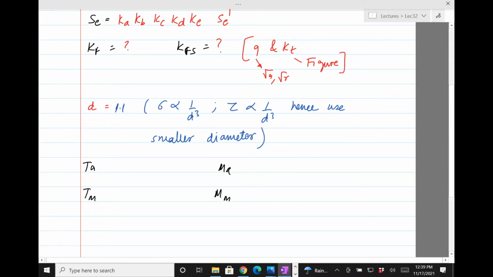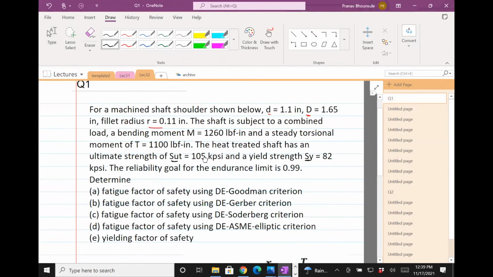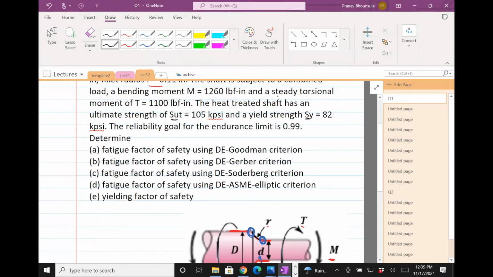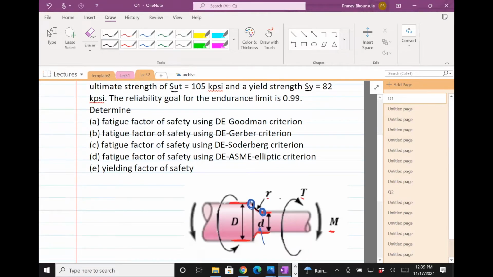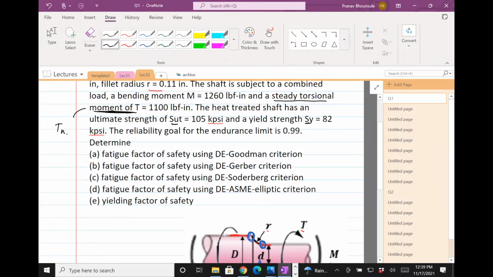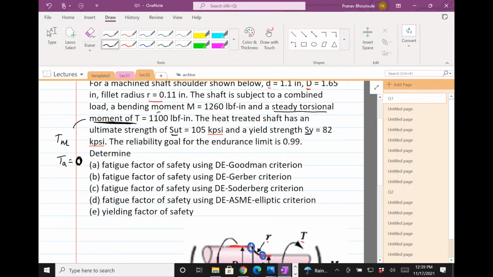Okay, so if you look at this figure here, and the problem statement says that there's a steady torsional moment. Okay, so think of this torque, it's steady, it's constant. If it's constant, that has to be Tm. Okay, so there's no mention of an alternating one. So we'll assume that it's 0. Okay, then we have a bending moment M.